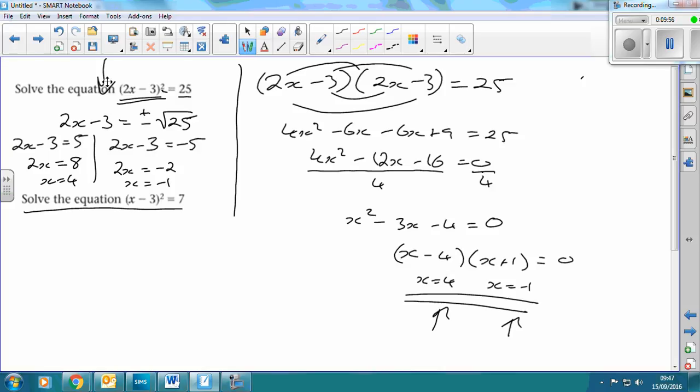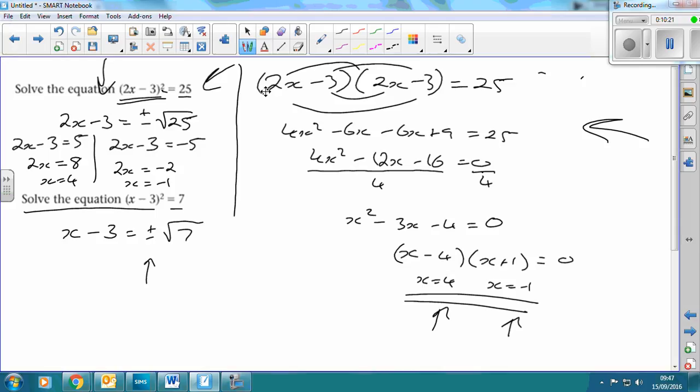And here, you won't get nice answers by using the first method. So we're going to use exactly the same method as we have done here. The first thing we do is we square root it. So we've got x minus 3, we square root that side, and we've got plus and minus the square root of 7. Again, see the importance of the plus and the minus there.